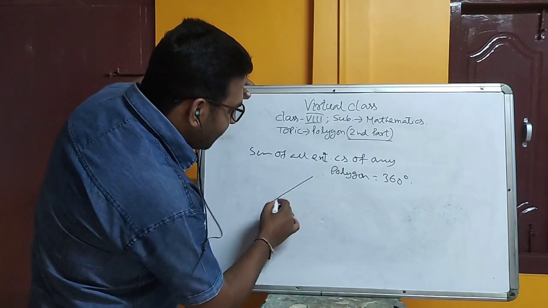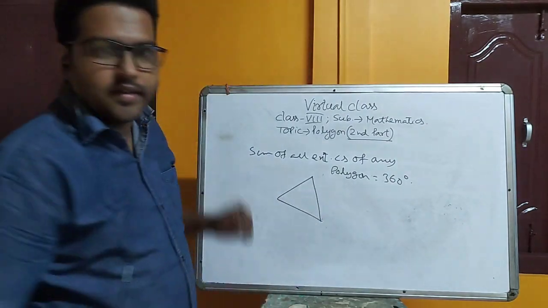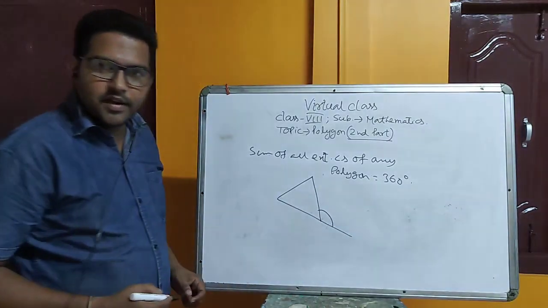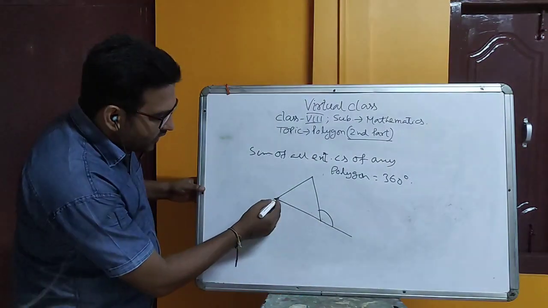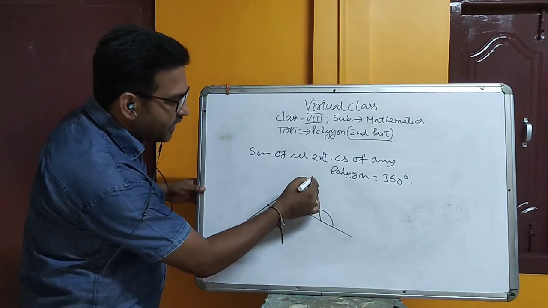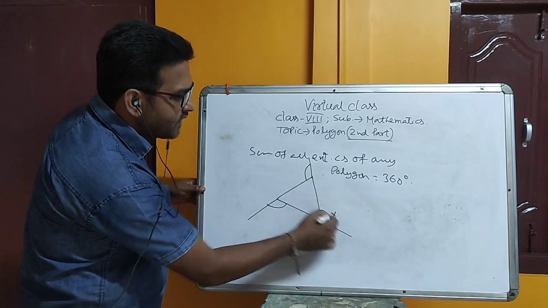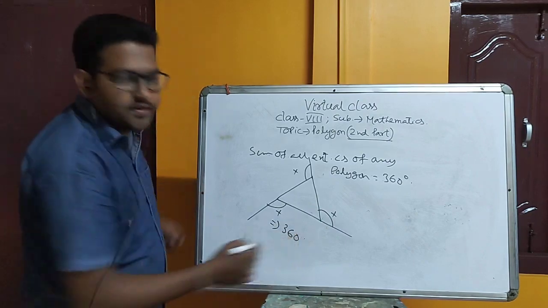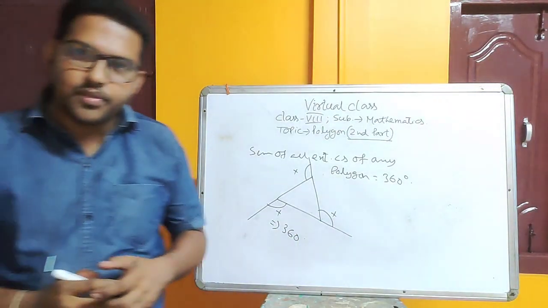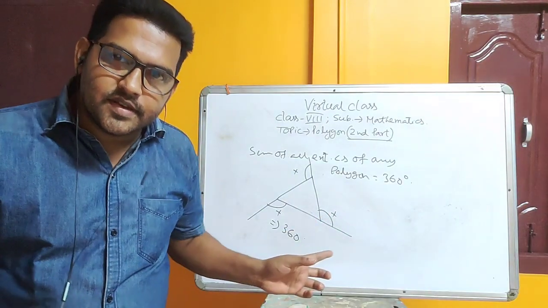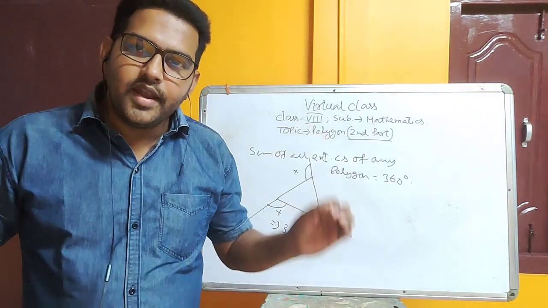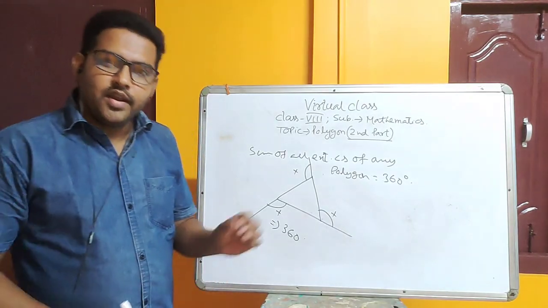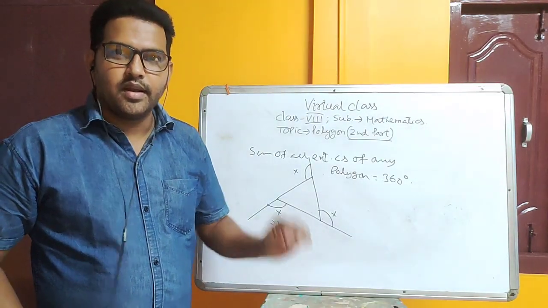So, suppose if I construct a triangle like this, if one side is extended, it's an exterior angle. Similarly, if another side is extended, exterior angle. And what is the sum of all these three exterior angles? It is 360. And I am telling you, it will be 360 degree in case of any polygon. Sum of all exterior angles of any polygon is 360 degree.